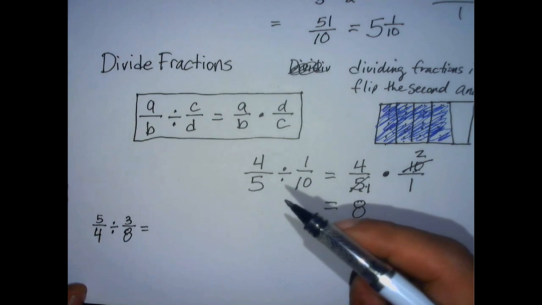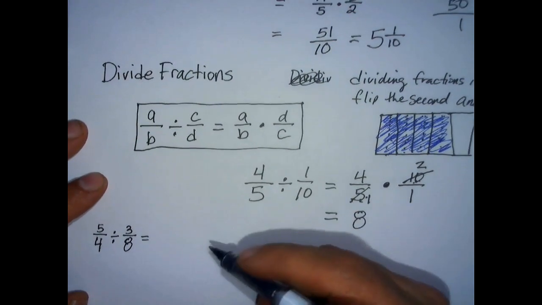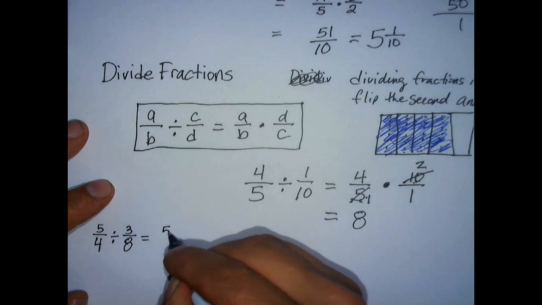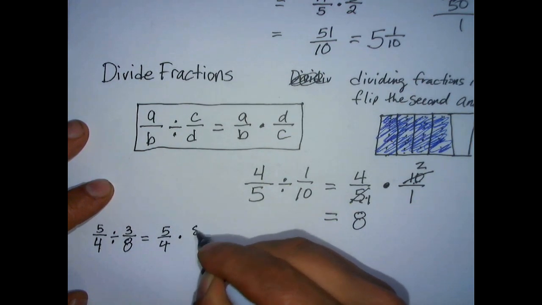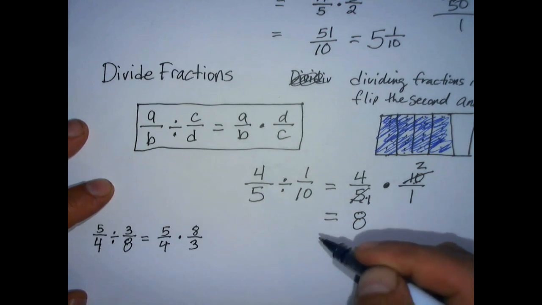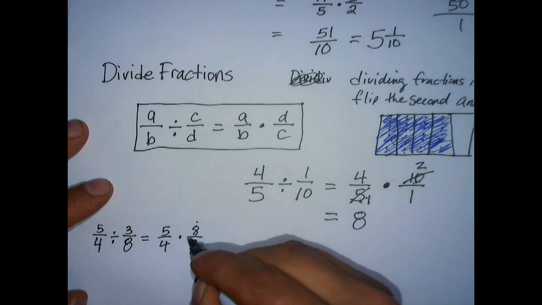Okay, here we go. 5/4 divided by 3/8. First fraction stays the same. Divide becomes multiply, and flip the second fraction, right? Can you see where we reduce? So 8 and 4. Both are multiples of 4.